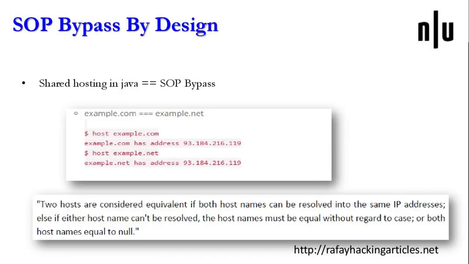In Java, shared hosting meant there is a same origin policy bypass. This was fixed in 1.6.7, but before that it was a vulnerability found by Steve Paulo. It was found that two hosts are considered equivalent if both host names can be resolved to the same IP addresses. So example.com and example.net, if they both share the same IP address, are both same origin.